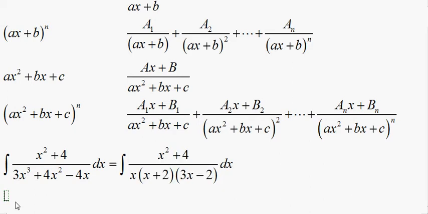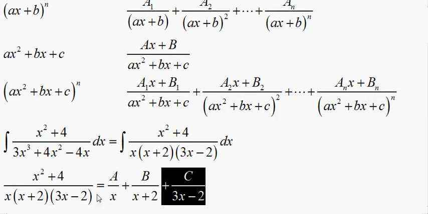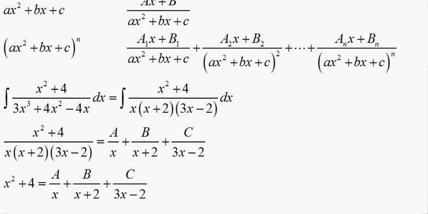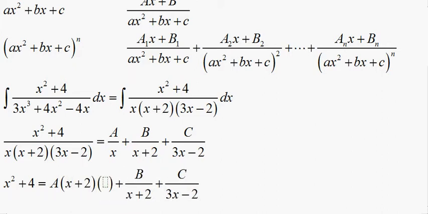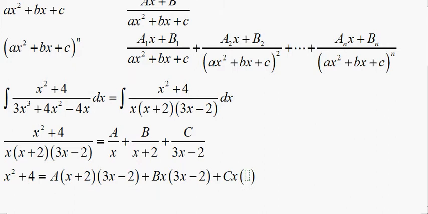I'm just going to break away from the integral right now, just do an aside. So there's going to be A over x plus B over x plus 2 plus C over 3x minus 2. Okay, so now we multiply both sides by the denominator, and the numerator x squared plus 4 equals A times x plus 2 times 3x minus 2, and then B times x times 3x minus 2, and then C times x times x plus 2.